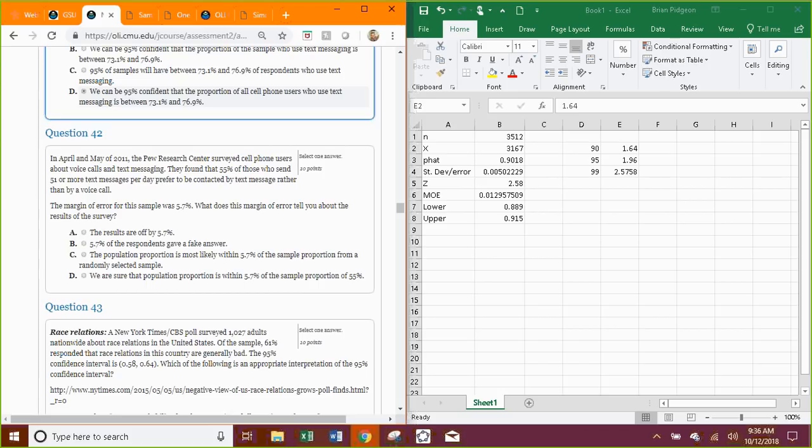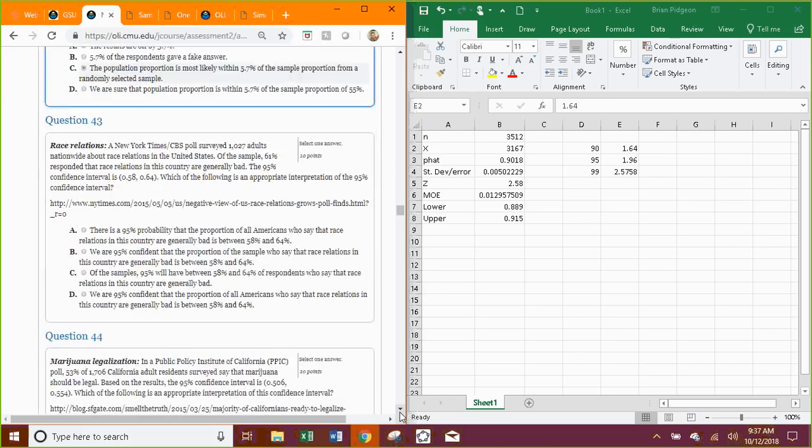The margin of error, okay. The Pew Research Center surveyed cell phone users about voice calls and text messaging. They found that 55% of those who send 51 or more text messages per day prefer to be contacted by text message rather than voice call. The margin of error is 5.7. What does this margin of error tell you about the results? The population proportion is likely within 5.7% of the sample proportion. And it's not that we are sure, because as we saw, some confidence intervals do not contain it. It's likely.